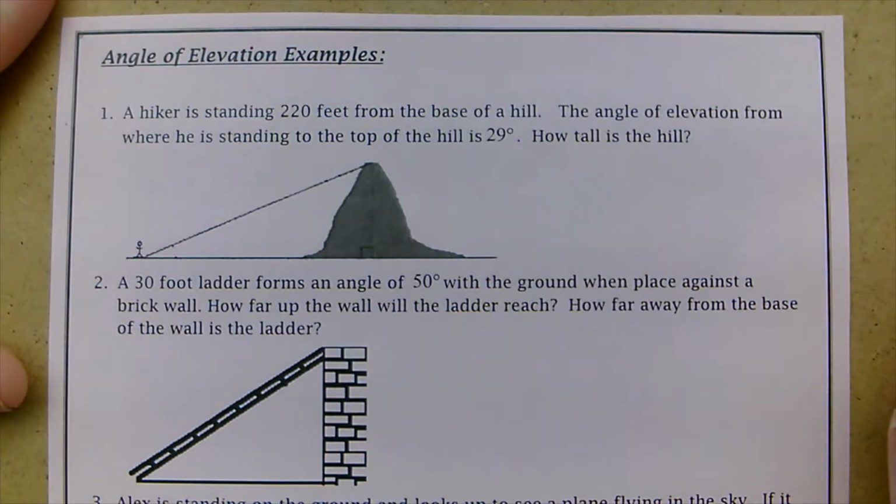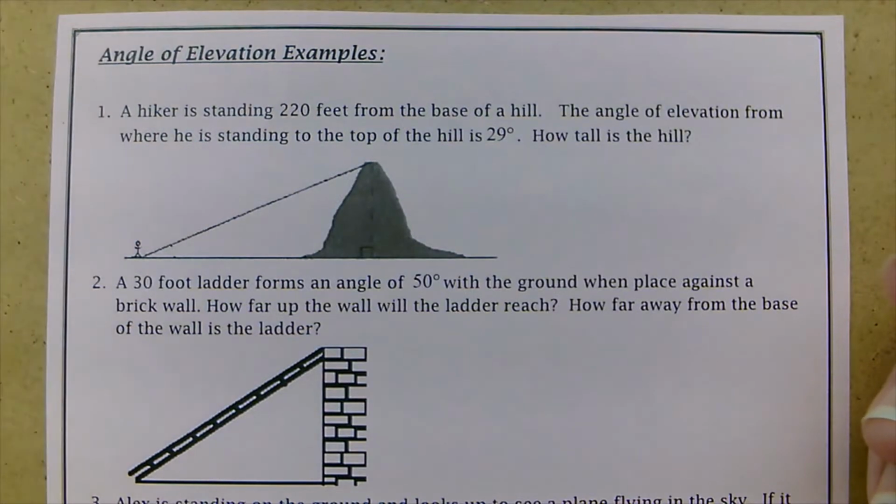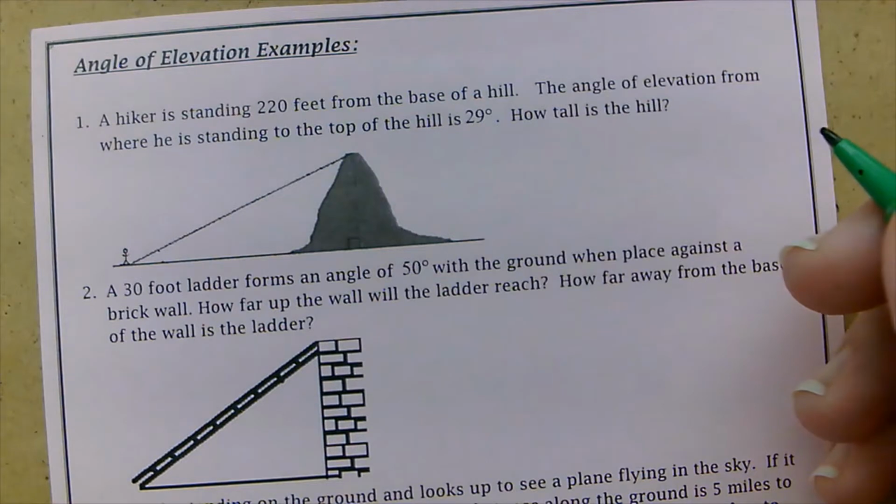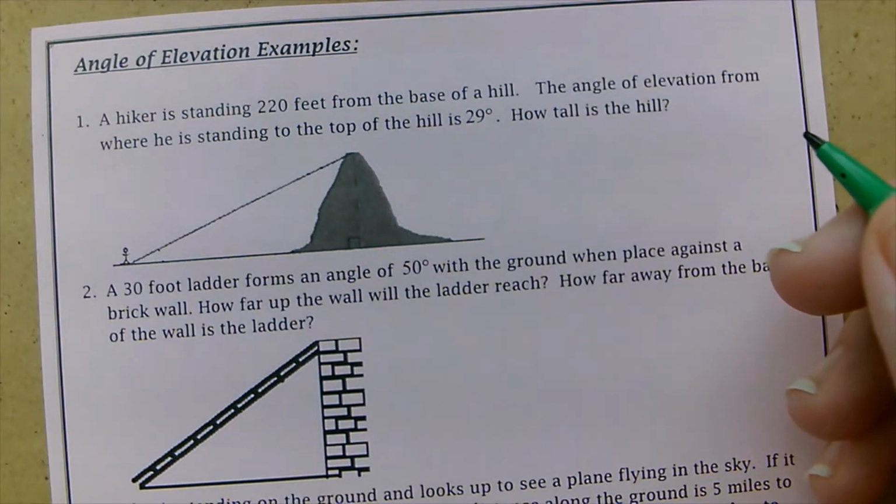So number 1, a hiker is standing 220 feet from the base of a hill. The angle of elevation from where he is standing to the top of the hill is 29 degrees. How tall is the hill? So usually I have to read a word problem twice, first to get an idea of what's happening, and then second to look for the specifics.